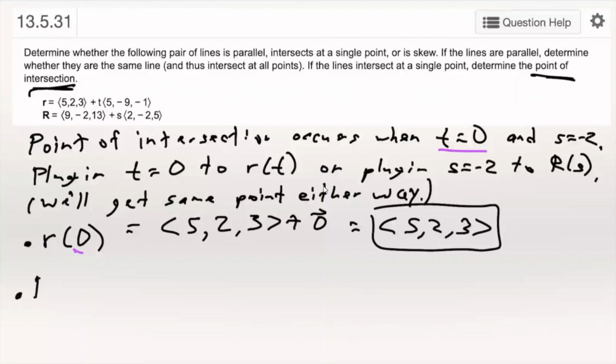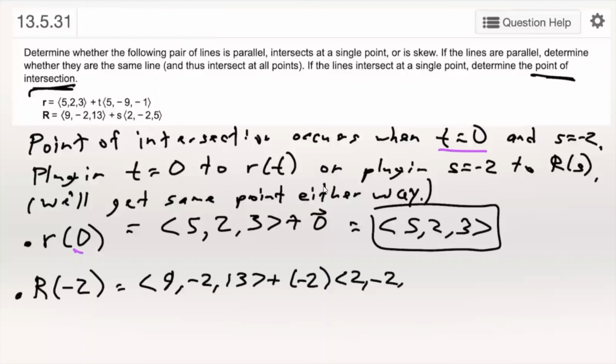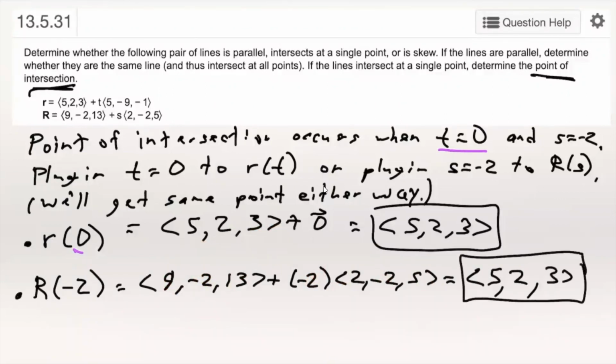Or just to demonstrate, we can equally well plug in -2 into r, and we have 9 minus 2, 13, plus -2 times 2 minus 2, 5. Okay, 9 minus 4 is 5, minus 2 plus 4 is 2, and 13 minus 10 is 3. So either way, we get the same point. That is the point of intersection.